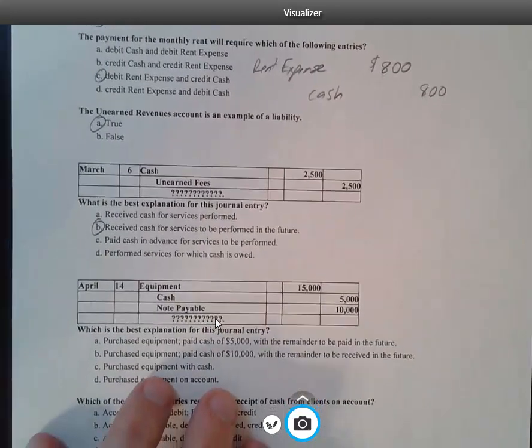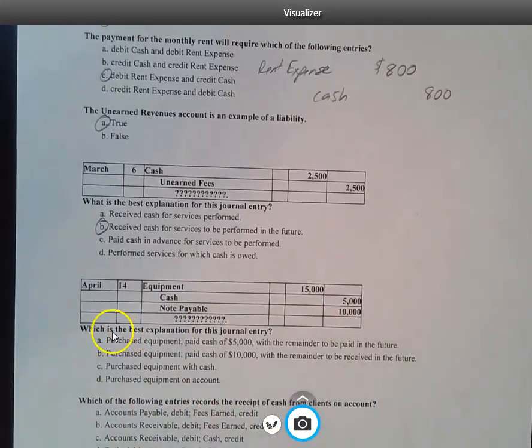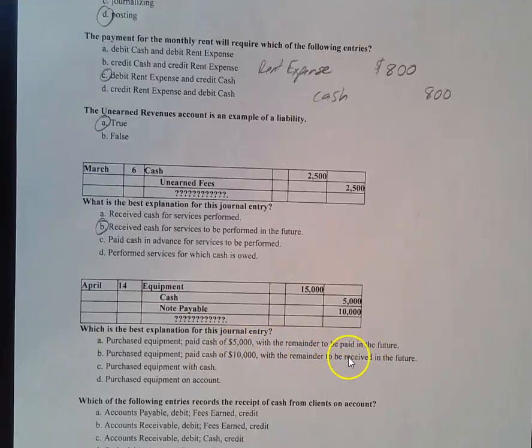Looks like we have another example here. It says, which is the best explanation for this journal entry? Now, I don't believe that we have discussed note payables, but we have discussed the concept of payables. So it looks like what we have here, we have one debit, equipment, and we have two credits. So let's see here. Purchased equipment, paid cash of $5,000 with the remainder to be paid in the future.